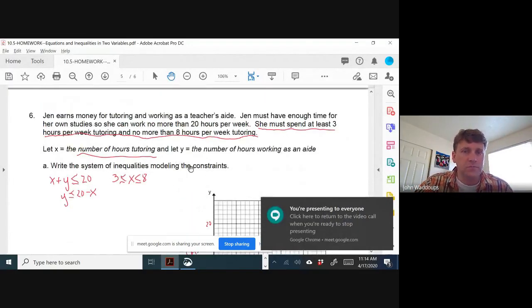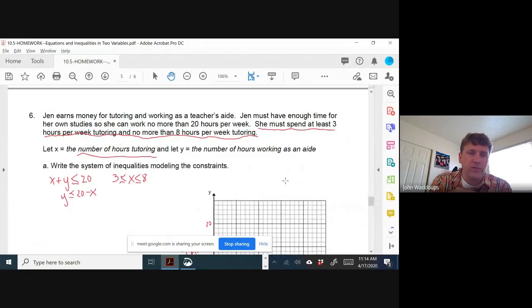Okay, so I've been trying to show you, I'll catch you up. First I wrote X plus Y is less than or equal to 20. And then I put X is greater than or equal to 3, less than or equal to 8. And then I solved my inequality over here: Y is less than or equal to 20 minus X.